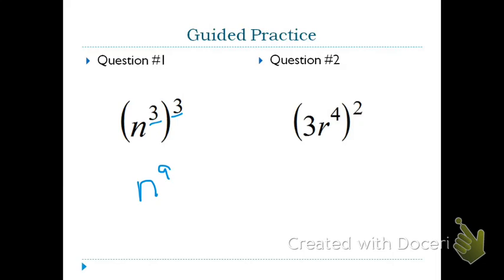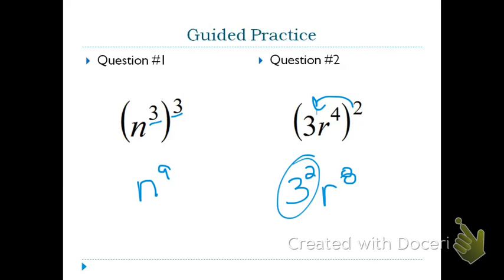Here we have a power of a product, because we're multiplying. There's the product. So the rule is you take the power to each factor of the product, and you multiply it by the exponent of each factor. So r to the 8th.